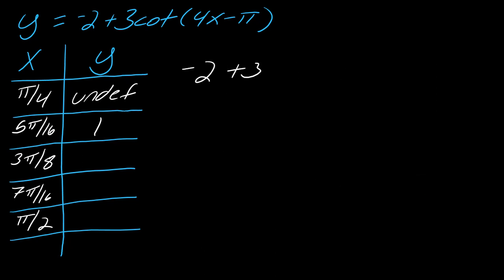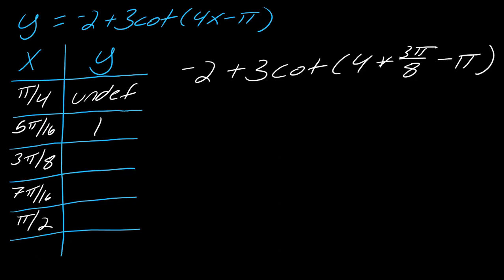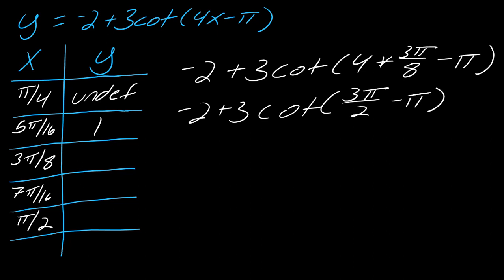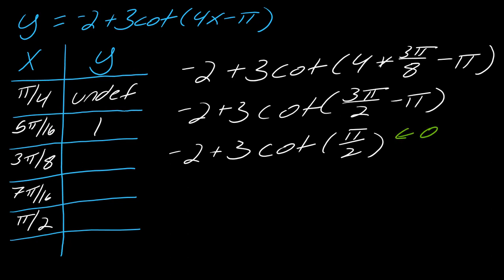So now I've got -2 plus 3 cotangent of 4x minus pi. Oops, sorry. Times 3 pi over 8 minus pi, my bad. Okay, so now this comes out to 3 pi over 2 minus pi. So that's going to give me just pi over 2. So I know that this is equal to 0, so then ultimately I'm just left with -2.